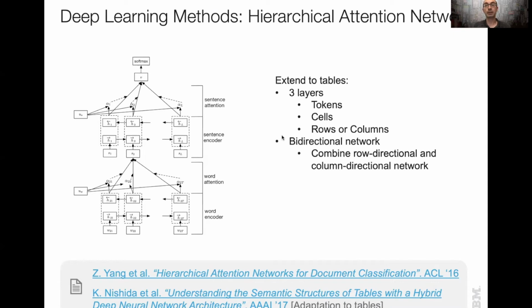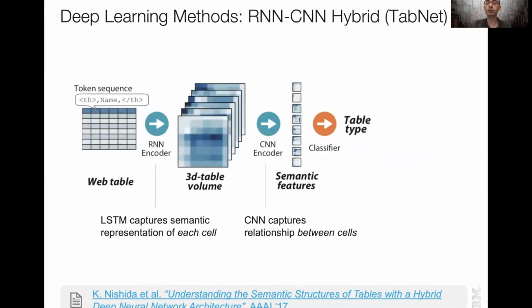Nishida et al. extended this to tables by creating three layers: tokens, which are used to form cells, and cells, which are used to form either rows or columns. And depending on whether rows or columns were used for the second layer, for the third layer, this led to either a row directional or a column directional network, which they then combined into a bidirectional network. In addition to this approach, they also presented an alternative deep learning architecture, which is composed of a combination of an RNN model and a CNN model.